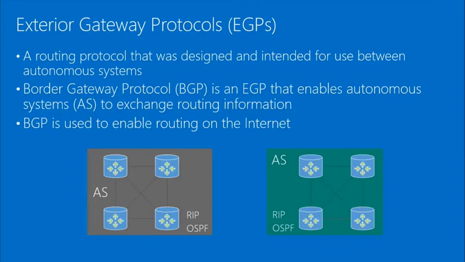So exterior gateway protocols, Border Gateway Protocol is an example of an EGP that enables autonomous systems to exchange routing information. BGP is used to enable routing on the internet. So basically we see these two separate autonomous systems that may use RIP or OSPF, it doesn't matter which, but before exterior gateway protocols, they were unable to communicate with each other. Now with the exterior gateway protocol, bam, look at that. We have communication between the two of them.